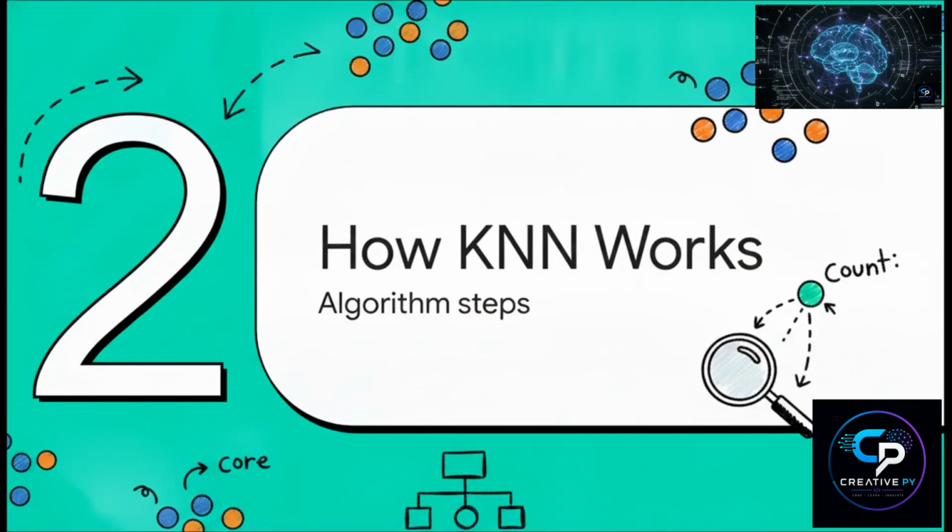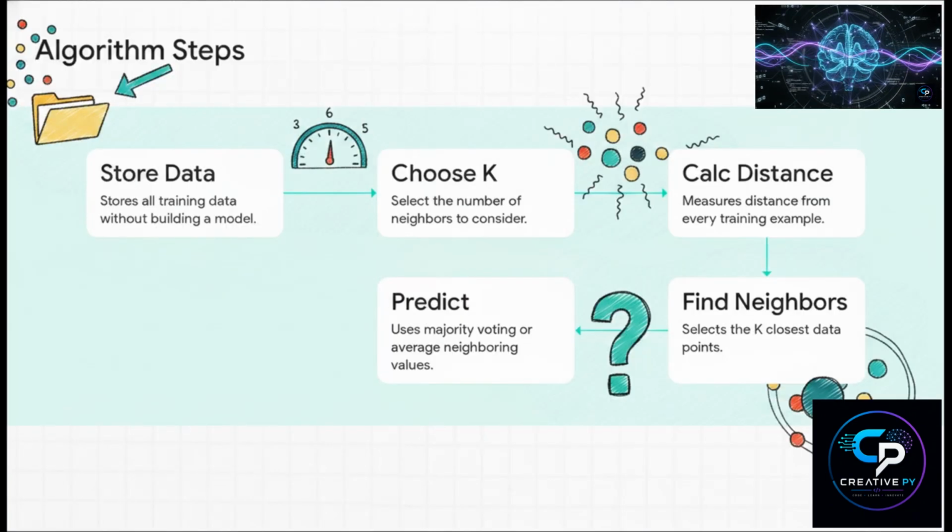Section 2. How the algorithm works. Now, what's really interesting about this is the surprisingly simple procedural core of the algorithm. Let's walk step by step through the exact life cycle of a single data point as it enters and gets processed. Step 1. Store training data. Remember, there's no complex model building phase here. The algorithm literally just memorizes all the data it is given.